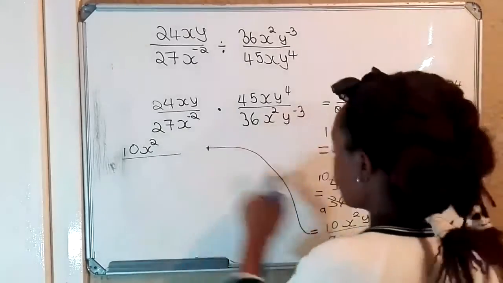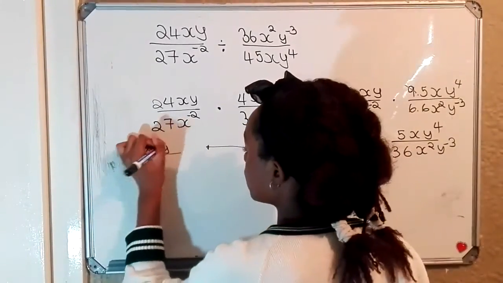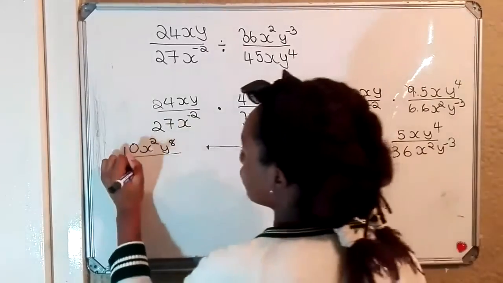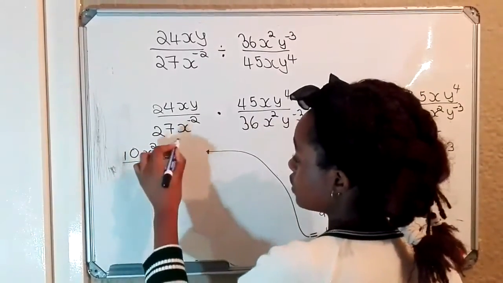So we're going to have 5 plus 3 gives you an answer of y to the 8th power, and we're left with 9 at the bottom. And we can't do anything further, so this is our final answer.